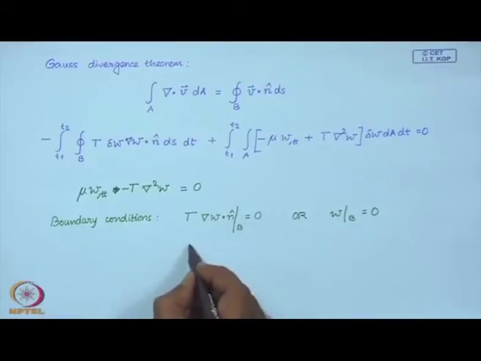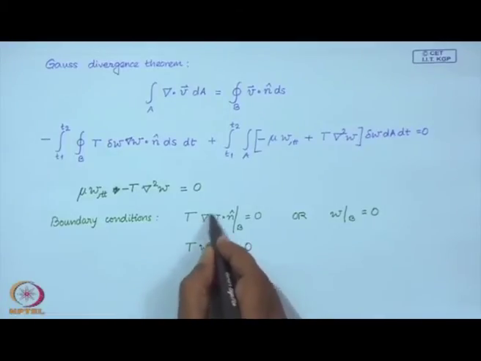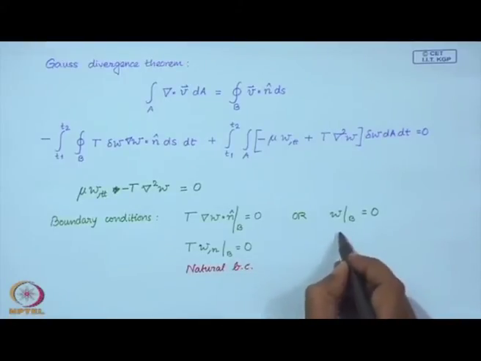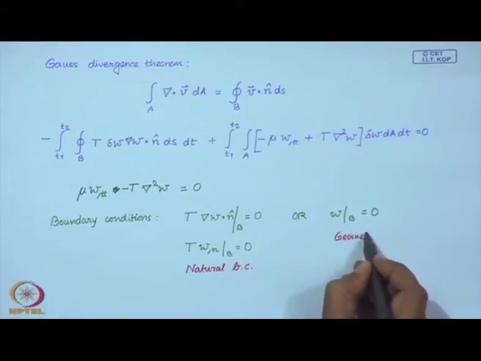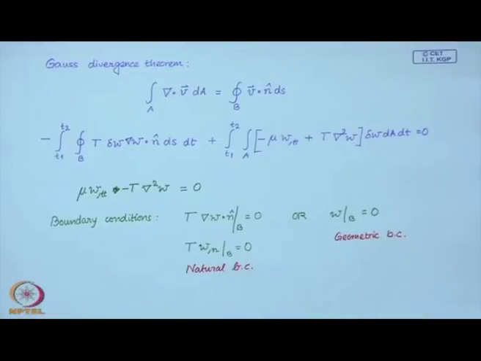This is sometimes written as this, which is the normal derivative. So, gradient dot the unit normal at the boundary is the derivative along the normal to the boundary. So, this boundary condition is a natural boundary condition, whereas this is a geometric boundary condition.